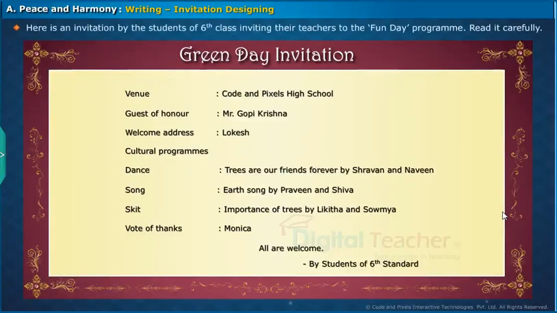In this section, we will learn how to design an invitation card. Here is an invitation by the students of 6th class inviting their teachers to the fun day program. Read it carefully. Suppose you are planning to conduct a cultural program in school on Teacher's Day. Design an invitation card on your own. You may use the above card for reference.